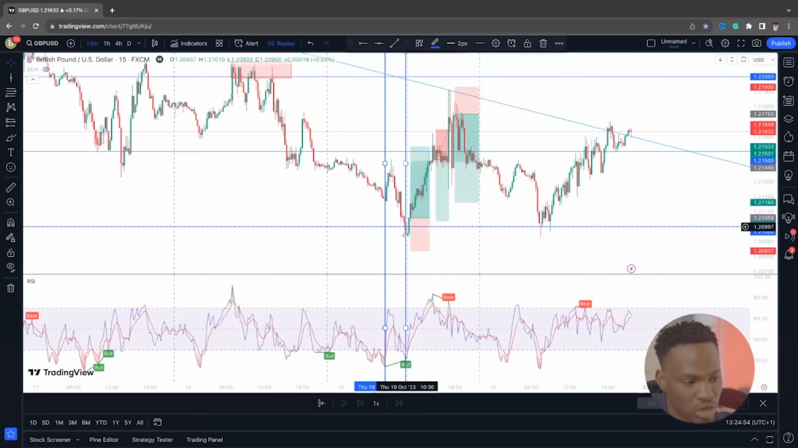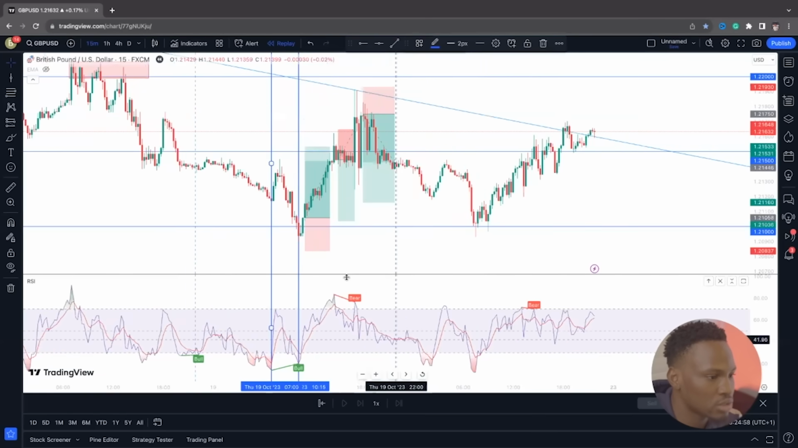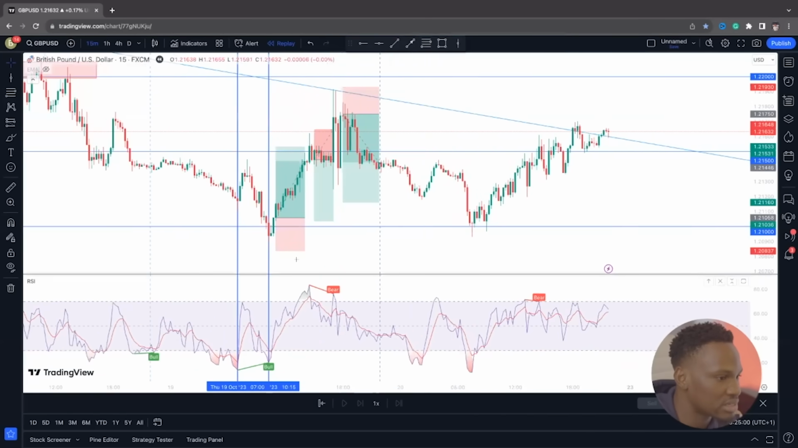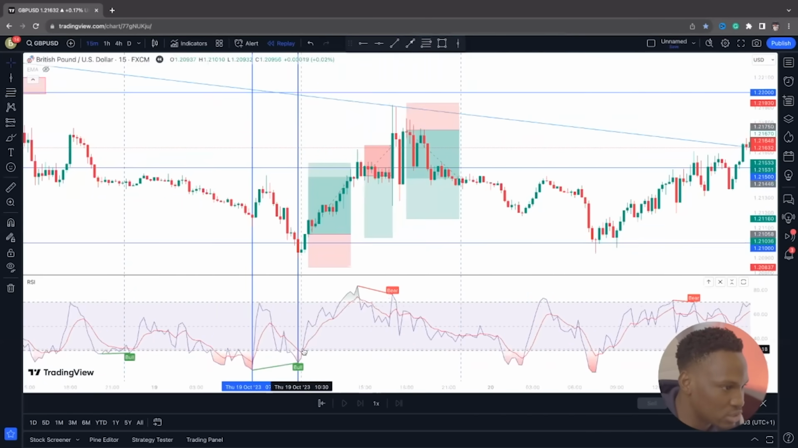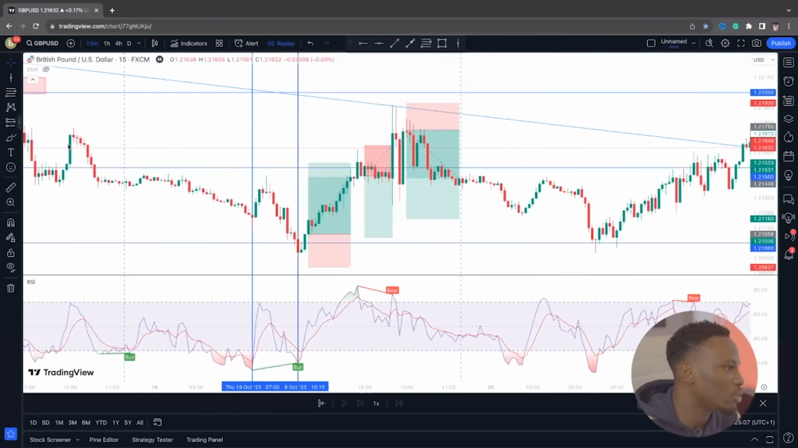So once you get to a strong level, and then price crosses here, there's this red line cross. Let me zoom in. There's a red line cross of the red line. After this, you've seen a divergence. Then boom, another confirmation that you should go long again.